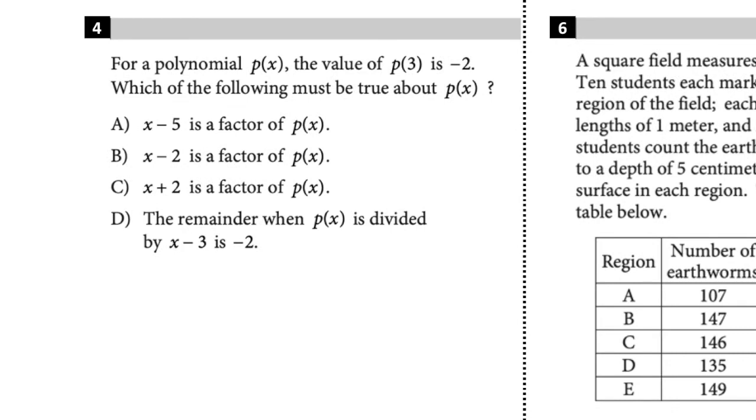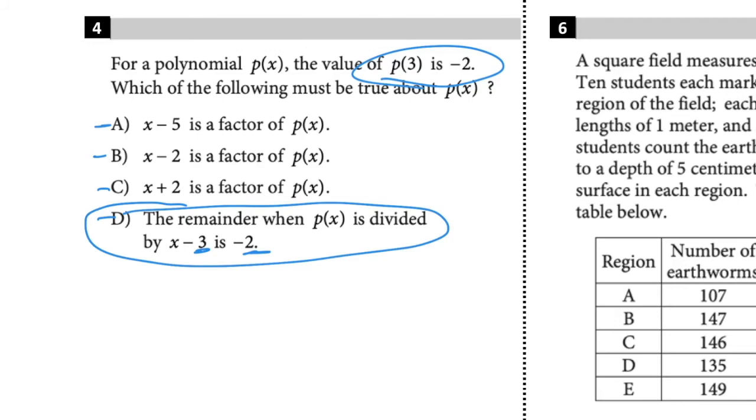Number 4, it says, for a polynomial p of x, the value p of 3 is -2. Which of the following must be true about p of x? Again, this is one of those things, the problem provides us with the answer. If I look at the answers, choice A talks about a 5. B has a 2 in it, C has a 2 in it, D has a 3 and a 2 in it. Anybody want to guess which one is the correct answer, considering that our problem has a 3 and a 2 in it? That's right. D is the correct answer.